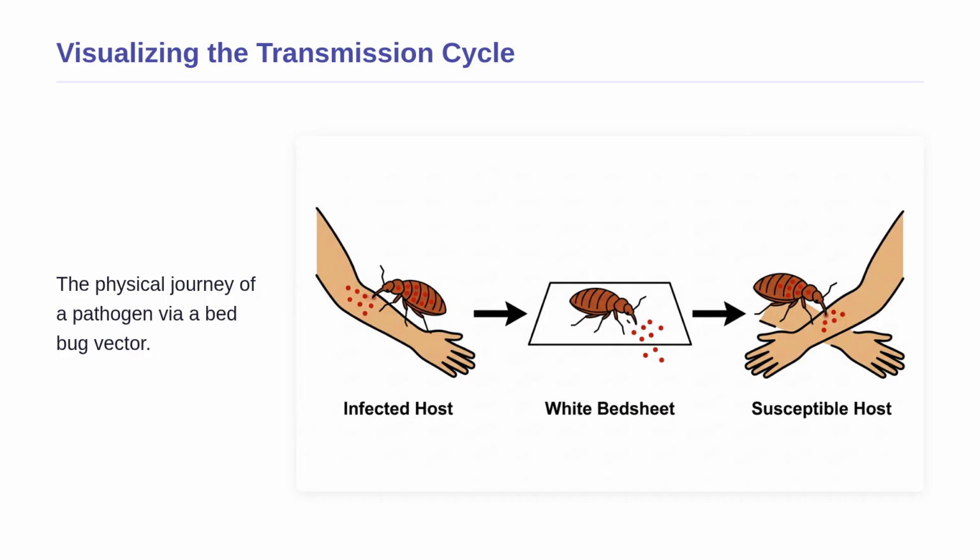The middle section shows the bug traversing the white bedsheet. Notice how some of the red dots are lost during this transit. This visually represents the exponential decay and pathogen die-off we just calculated. Finally, on the right, the bug reaches the susceptible host. It pierces the skin, and the surviving red dots are mechanically transferred into the new host, completing the transmission cycle.